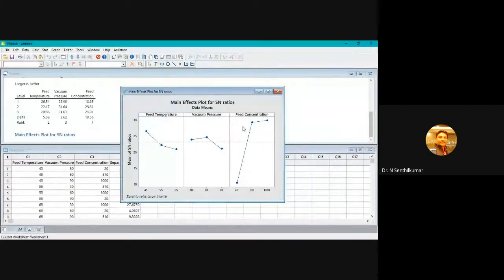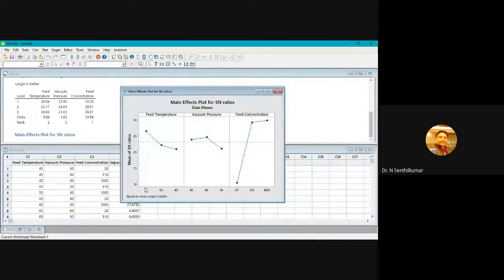From this, I'm going to identify the optimum condition. That is, the maximum SN ratio is my optimum condition. Why are we going to choose the maximum? Whether it is larger the better or smaller the better, I'm least worried. Only the conditions that have the highest S by N ratio, because S stands for signal, N stands for noise. When the noise levels are lower, the signal strength will be good. So the optimum condition is where the S by N ratio is higher.